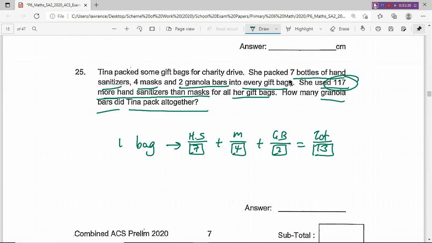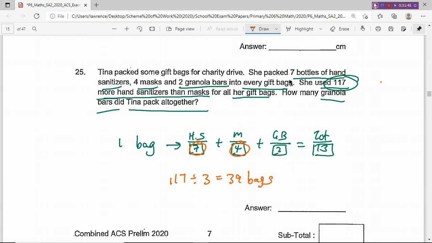So you look at one group, go back to one group, and what do you do when you go back to one group? You look for how many more hand sanitizer than masks, which is 3 more. So one group has 3 more hand sanitizer. Then you take 117 and you divide by 3 more, which is 1 bag, and that will give you how many bags? So 117 divided by 3, you will get 39 groups or 39 bags.